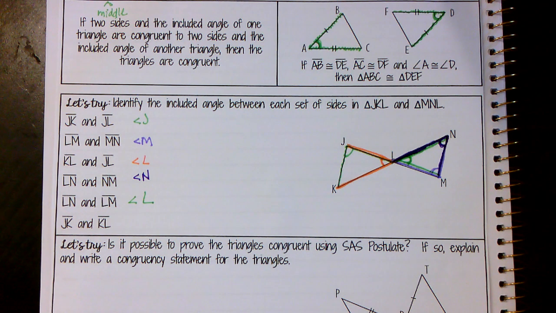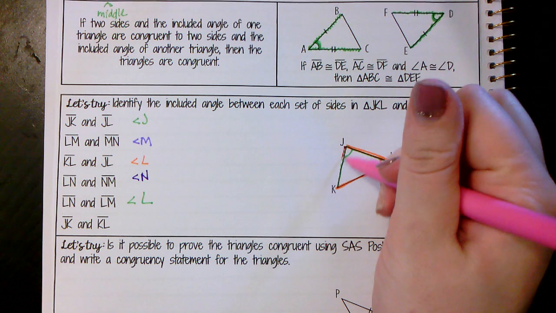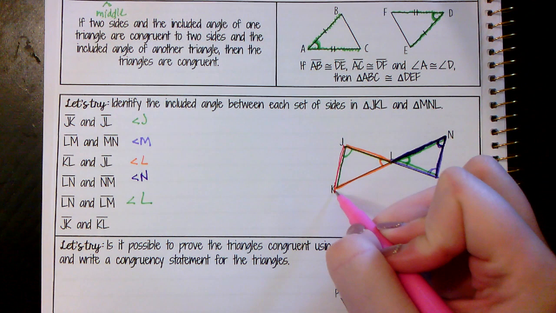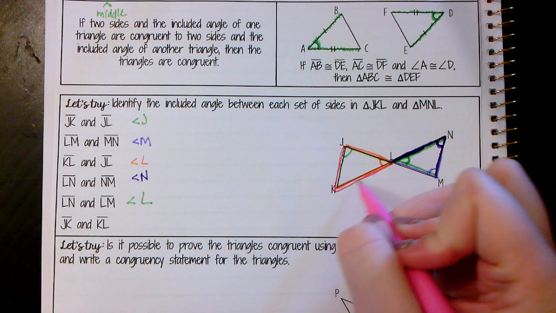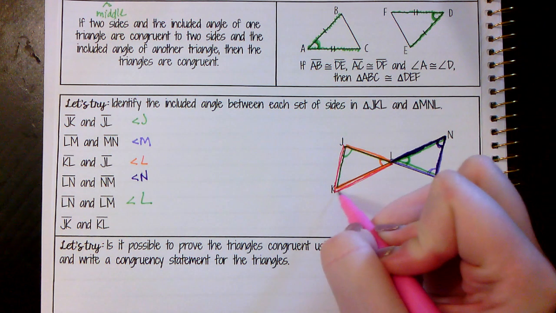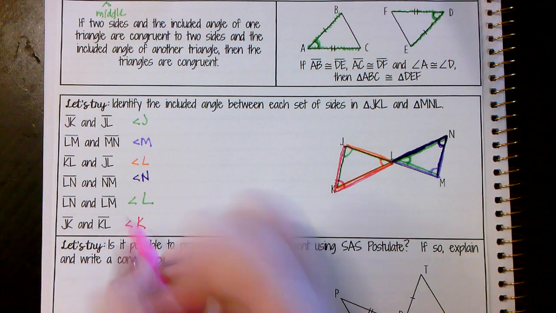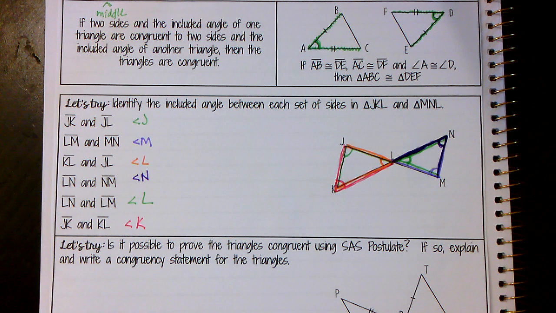And then the last one is JK and KL. And those two come together at angle K. Okay, so I hope those colors are helping. Where the colors meet, that is the angle that has to be used for this postulate to work.